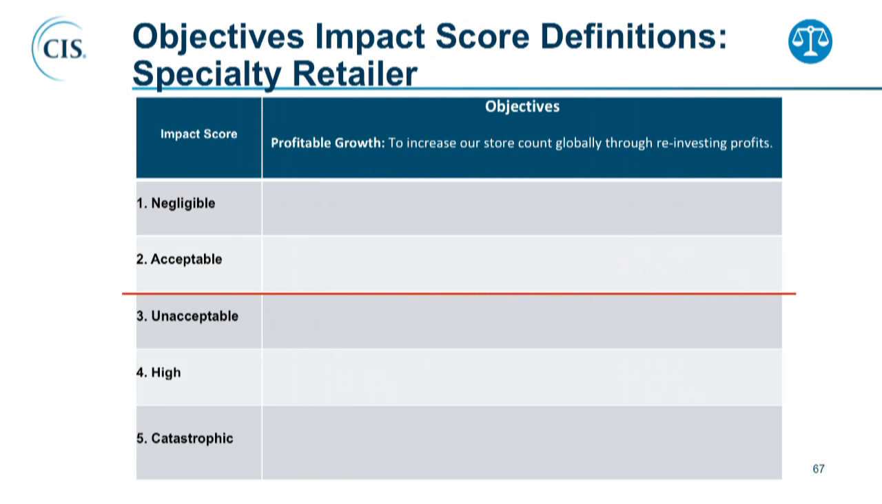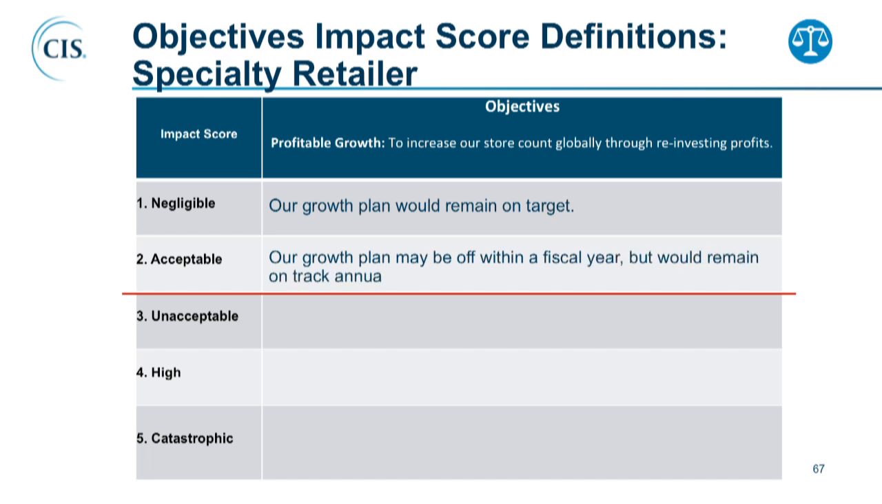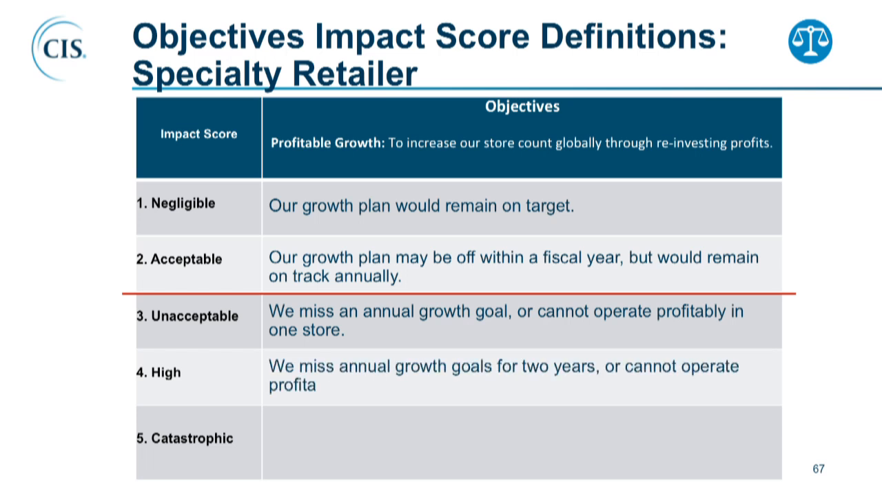Let's click ahead. We'll go through this pretty quickly now. Click for negligible. Our growth plan would remain on target. Great. If we can think about a risk that has that impact, that's negligible. Next is acceptable. Our growth plan may be off within a fiscal year, but would remain on track annually. Of course it's acceptable. Let's click ahead. It's unacceptable if we miss an annual growth goal or we can't operate profitably in one store. Now we've crossed a line. And you'll see how this creates parity for ourselves and others. Again, for high, we miss annual growth goals for multiple years or multiple stores, and then catastrophic is we can't grow or operate profitably. Clearly catastrophic for a profitable business. There's nothing unfair or untoward or unseemly about that.